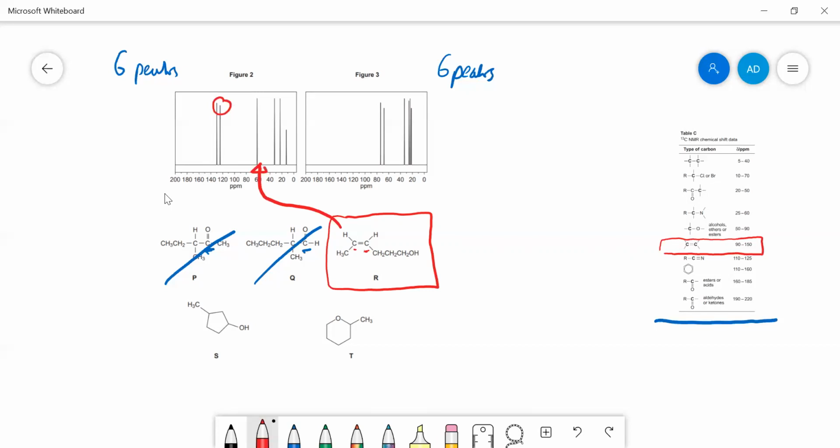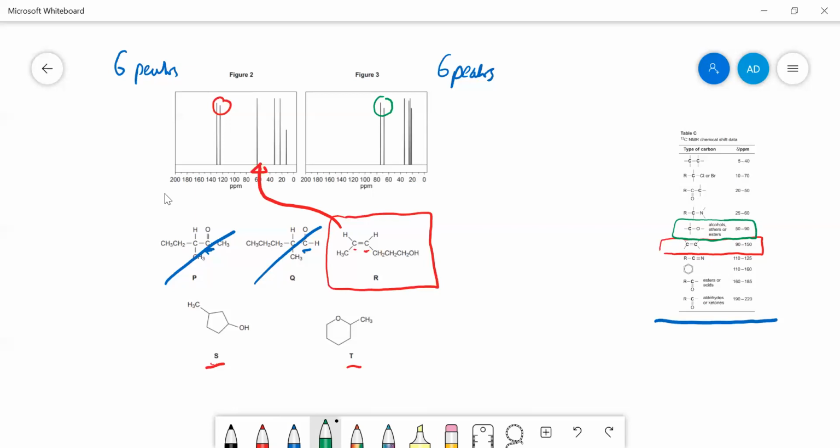Okay, so now we've got to use figure 3. We've got to somehow be able to tell, is it S or is it T? Again, let's have a look at these two peaks here, which are pretty similar, and they are at about 70. Have we got anything there? Well, yeah, we have. We have got alcohols, ethers, or esters. They should be about right.